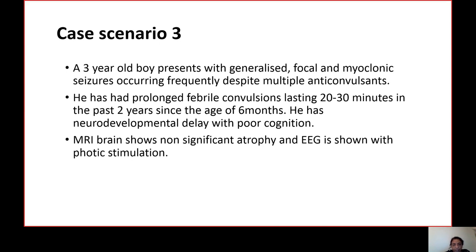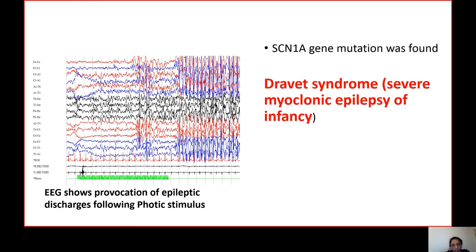When we did the MRI brain, it shows non-significant atrophy. And the EEG is shown here with photic stimulation. You can see that this green line is the photic stimulation that we do. That's a provocation method that we use while doing EEGs. So you can see that there are generalized discharges, and there's a continuous discharge again following the photic stimulation. So that means this child has a photosensitive epilepsy, which is an intractable one with multiple seizure types.